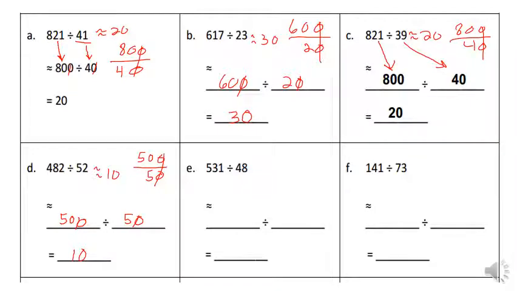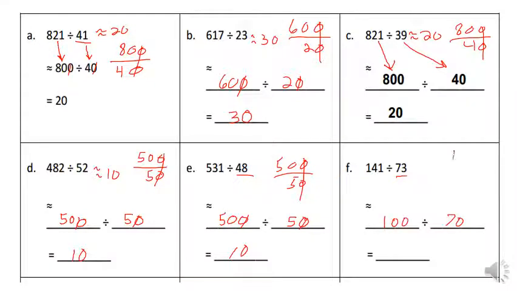On E, we're going to start with our divisor. 48 is closer to 50. 531 would be closer to 500. 500 over 50. Take out our multiples of 10. Now we have 50 divided by 5, which would equal 10. On F, we're rounding 73 to 70. 141, we're going to round to 100.